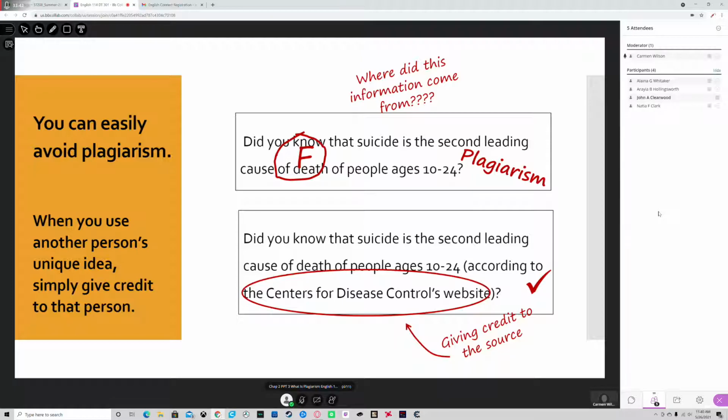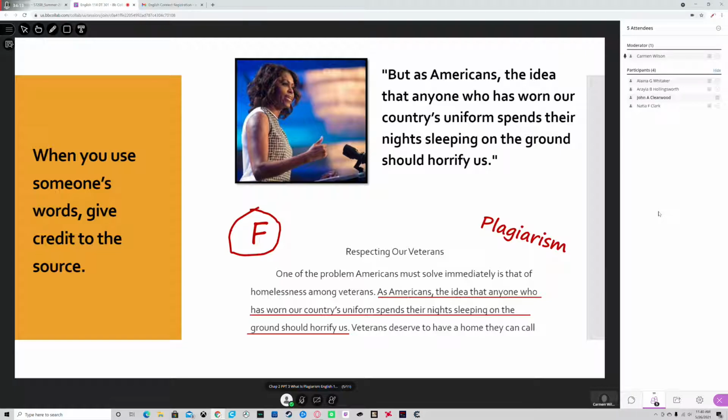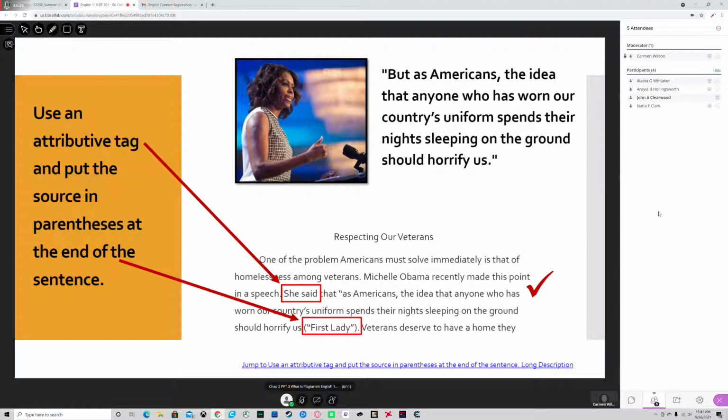And of course, we know how to avoid it by simply giving credit where it's due. You all have, I think, Safe Assign. Your teachers that require papers or any type of research or analysis may have you use Safe Assign. That's the plagiarism detector on Blackboard. That's what they use. Or they may have you use turnitin.com or some other site like that. So again, it says when you use someone else's words, give credit to the source. Okay. Then it says use attributive tags.